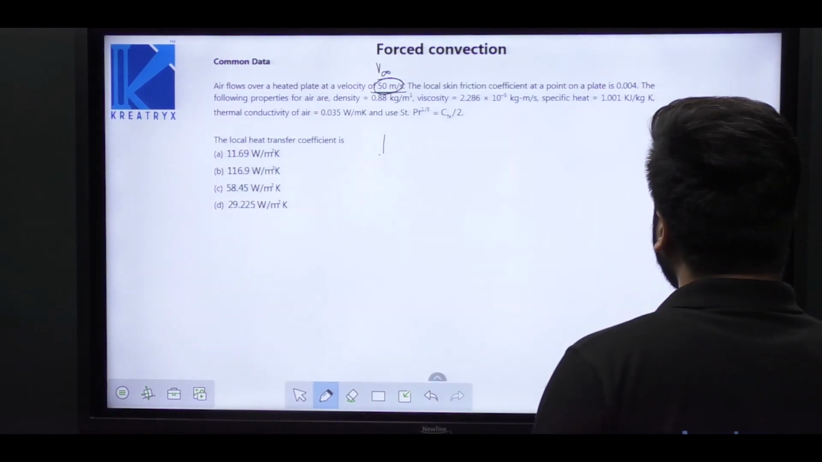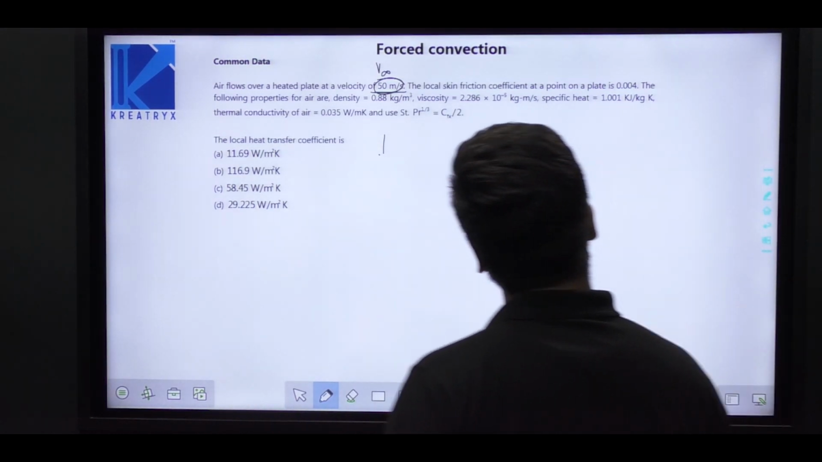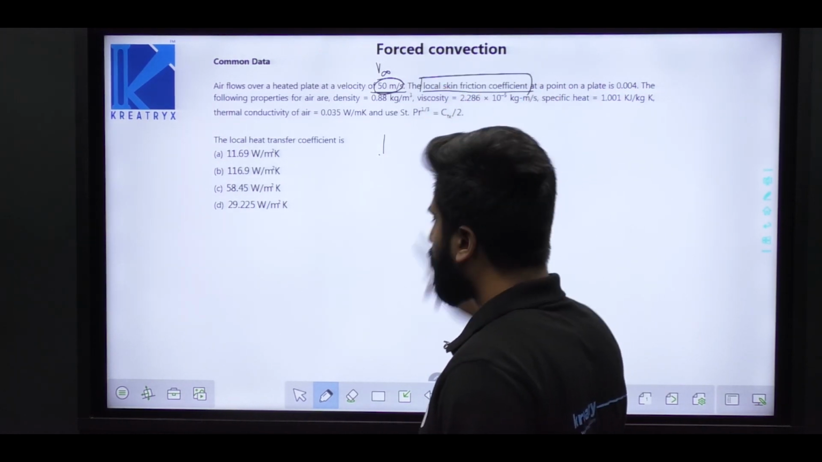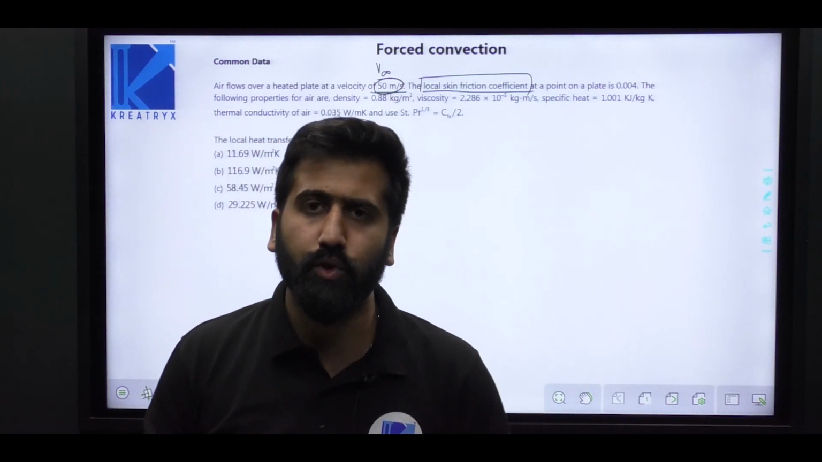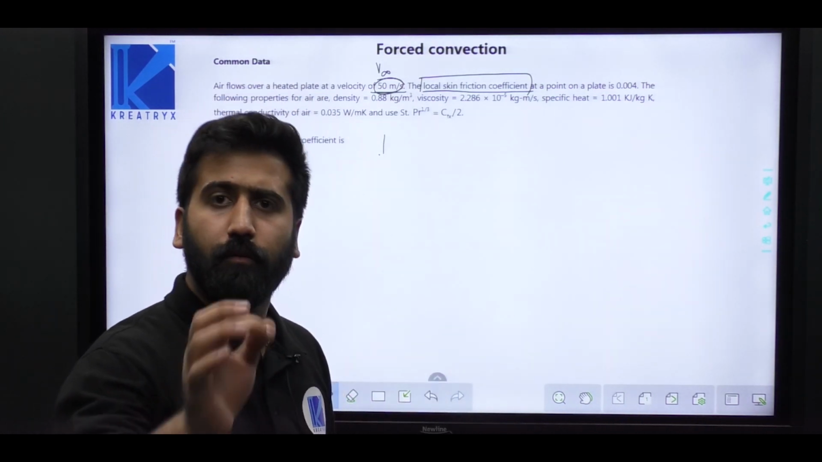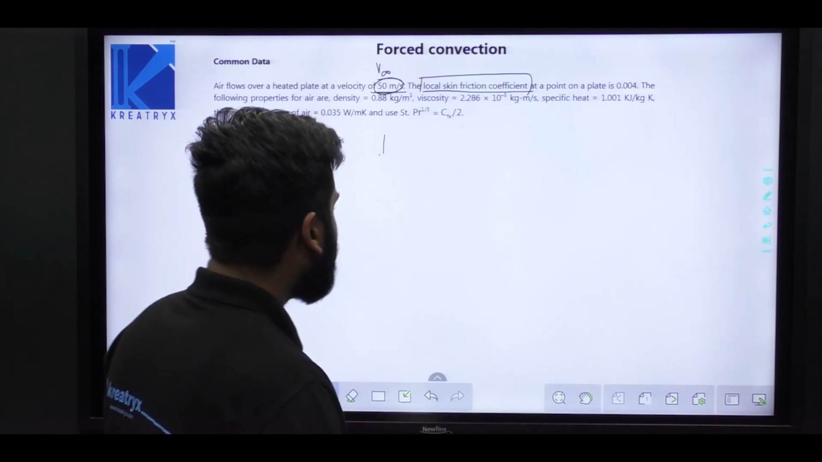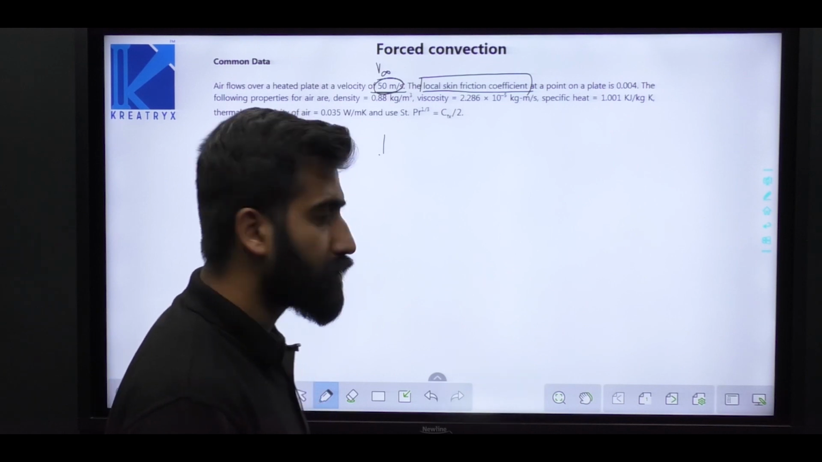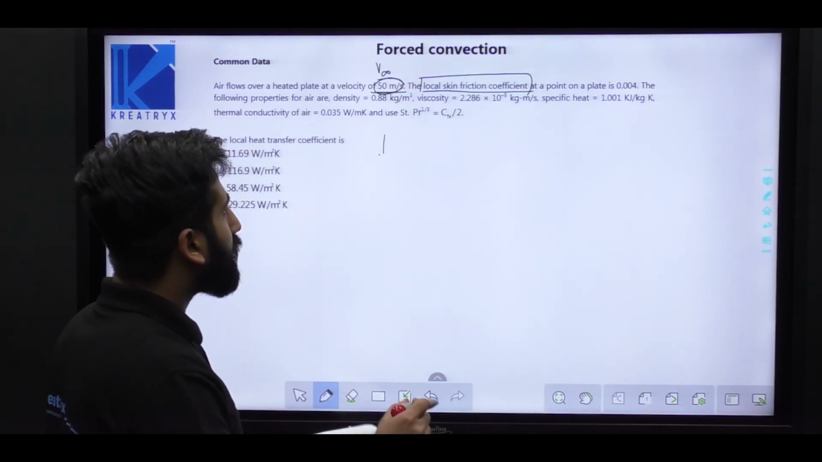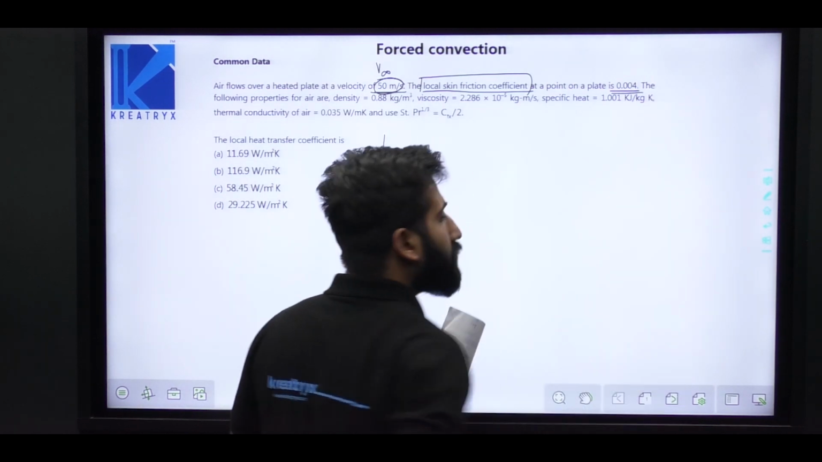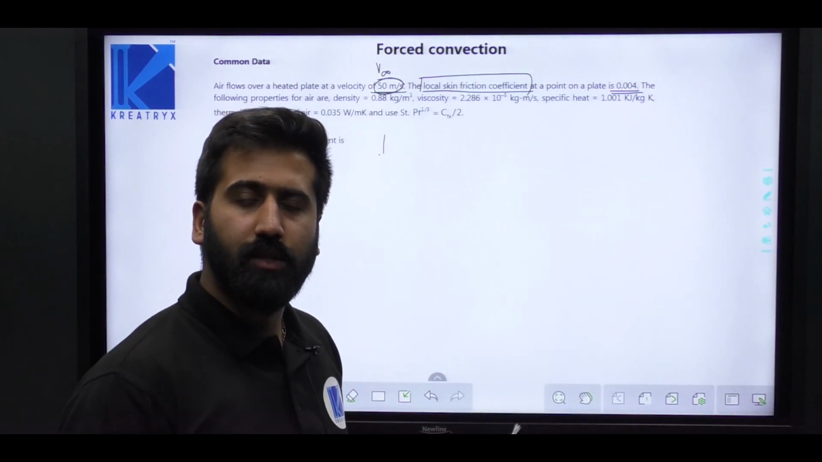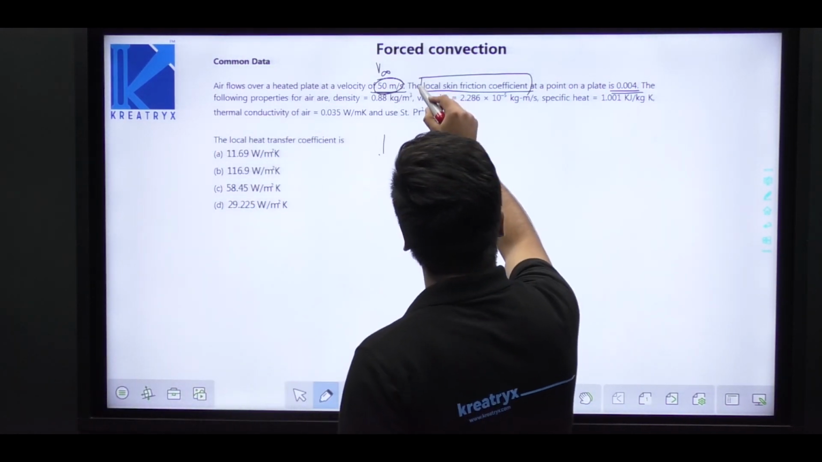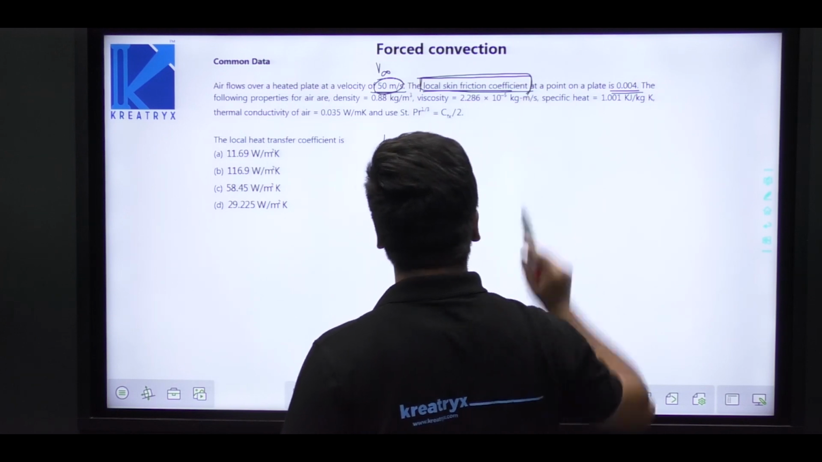The local skin friction coefficient at a point on a plate is 0.004. The local skin friction coefficient is given. That means we may have to use Reynolds analogy while solving this question. This is how you analyze a question from the data given, and this is how you solve a question. You start reading the question, you start marking down the data, and you start thinking which are the expressions in which this term can be used. So we may have to use Reynolds analogy in this question.